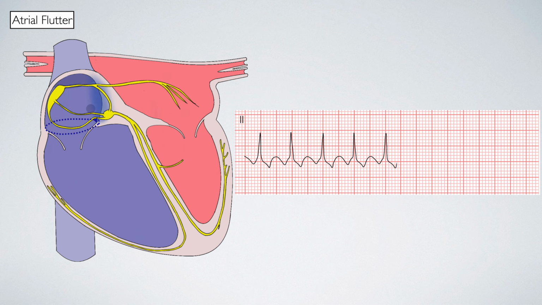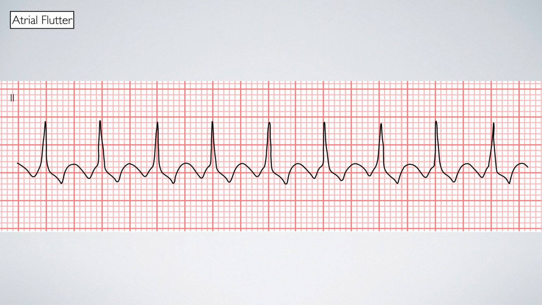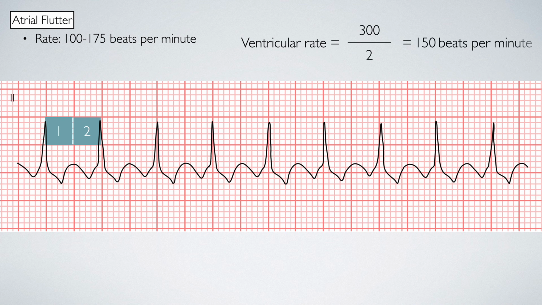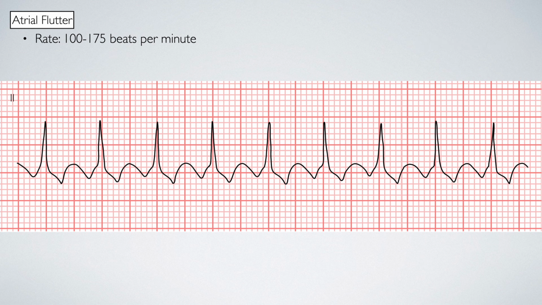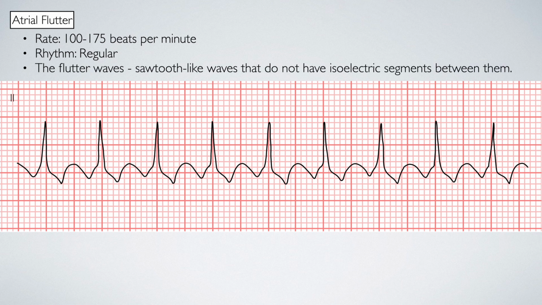Let's take a closer look at the ECG criteria. For atrial flutter, the ventricular rate will be between 100 and 175 beats per minute. In our example here, using the quick calculation method, you can see that the ventricular rate is 150 beats per minute. The rhythm is regular, meaning that the R waves are equally spaced, and flutter waves must be present. The flutter waves should have sawtooth-like appearance, and there should be no isoelectric baseline between each wave.